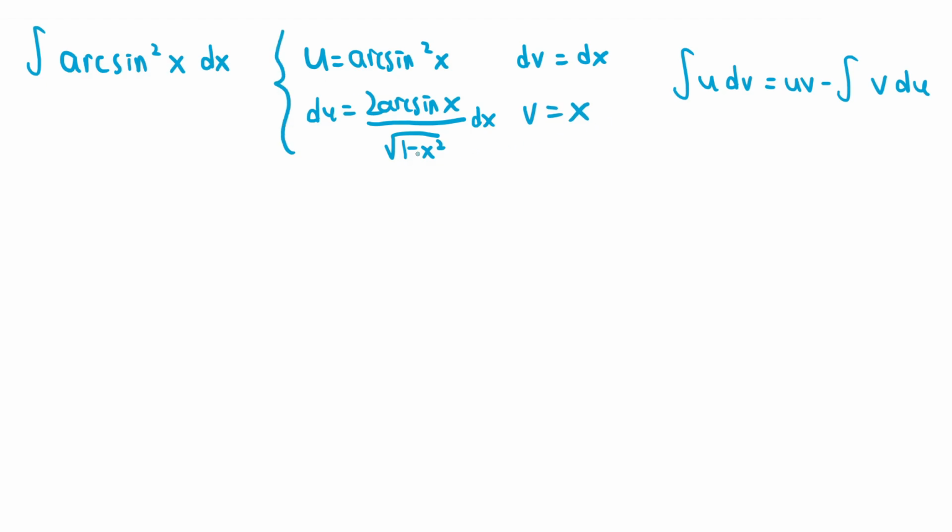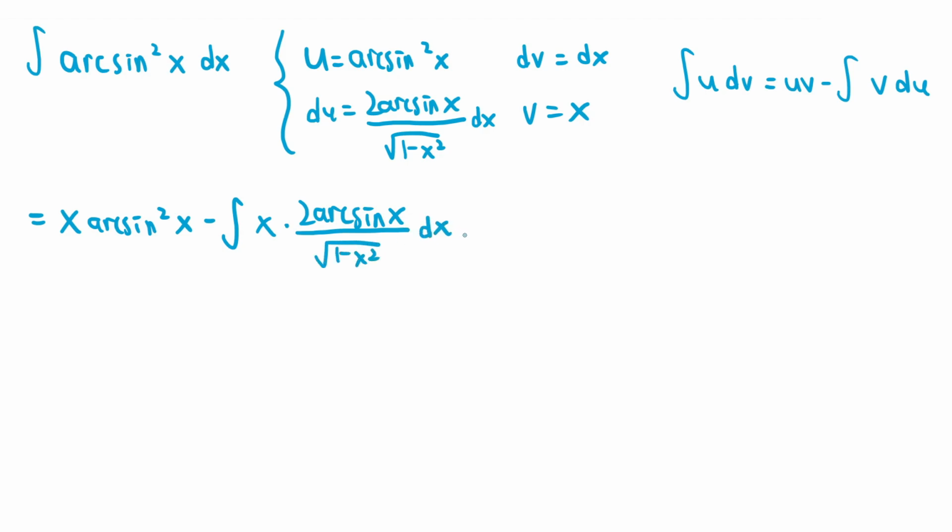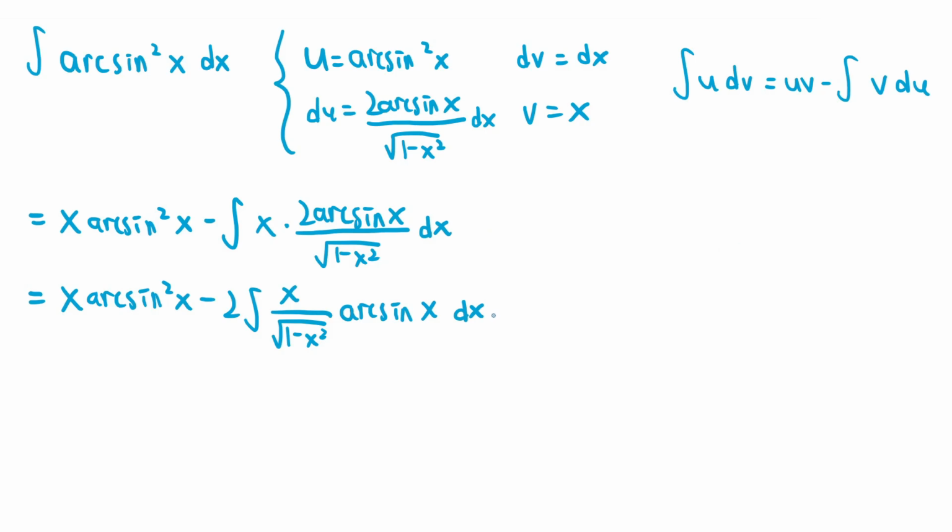If we apply the integration by parts formula, then the integral of arcsin squared of x is just equal to uv, which is x arcsin squared of x, minus the integral of v du, which is minus the integral of x times 2 arcsin of x over the square root of 1 minus x squared dx. We can bring out the constant of 2 in the integrand and rewrite this as x arcsin squared of x minus 2 times the integral of x over the square root of 1 minus x squared times arcsin of x dx. So what we need to do is apply integration by parts again.